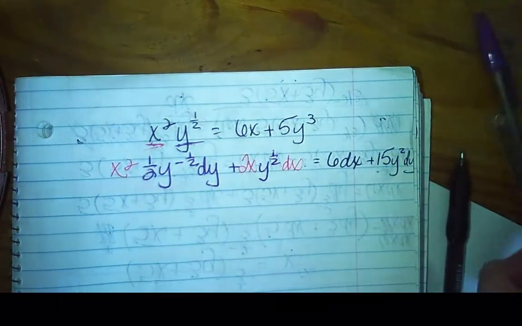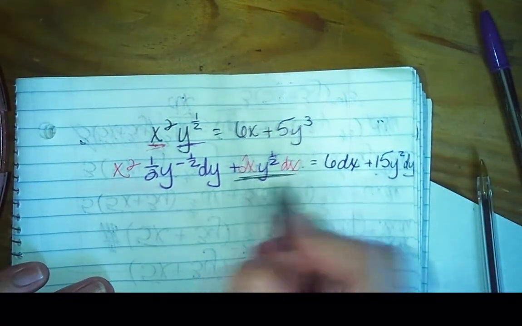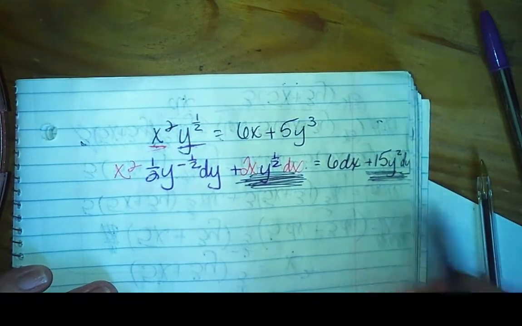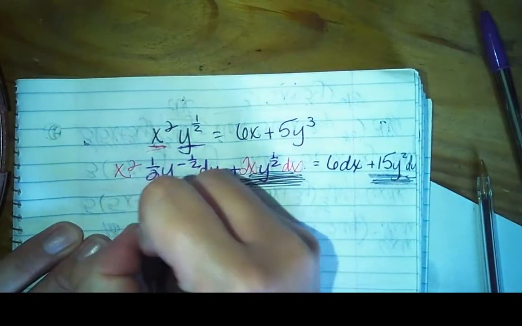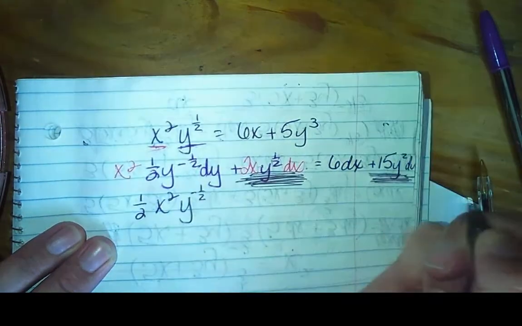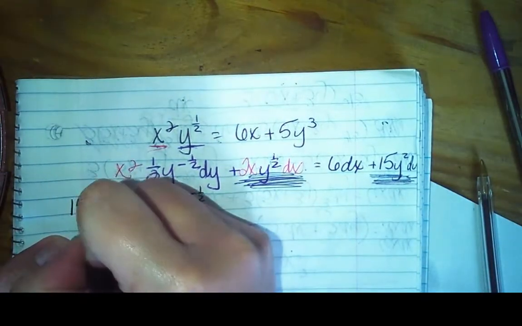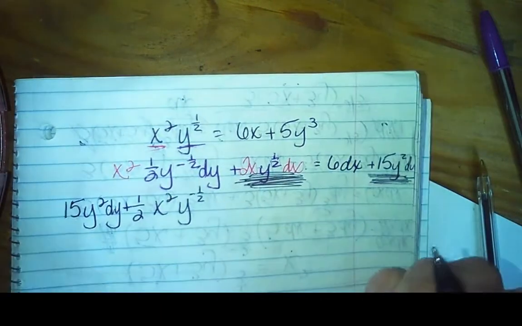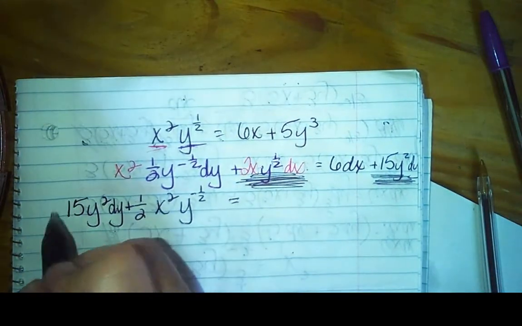All right. So if it's got a dx, I want it on the right. So it needs to move. If it's got a dy, I want it on the left. So it's got to move. So this is going to stay here. Okay. So this is a 1/2 x squared y to the negative 1/2. This is a 15y squared dy, and that says plus. And that equals, and it's negative.